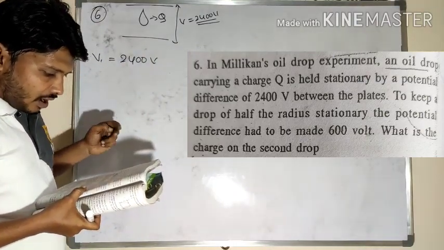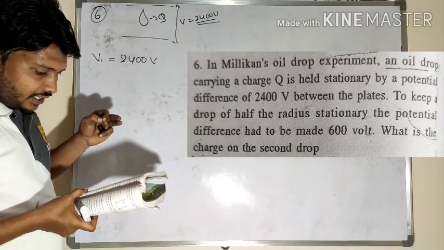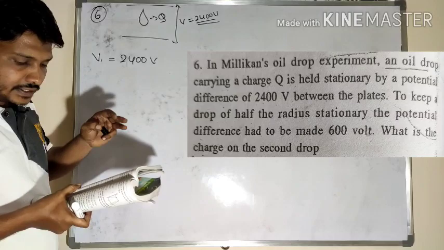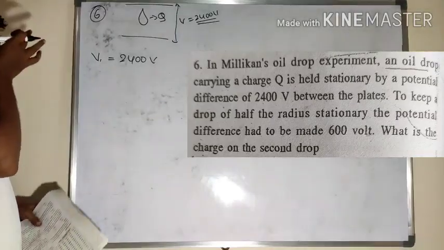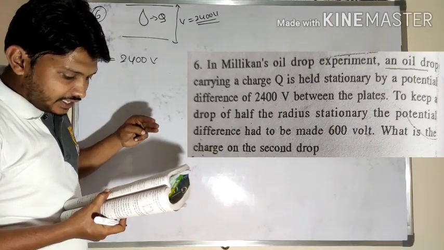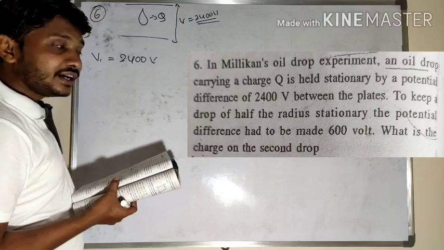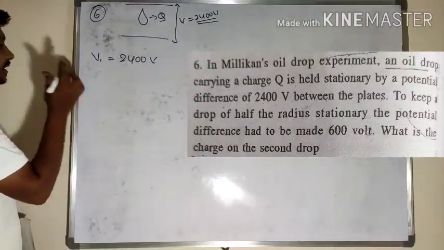To keep the drop of half the radius stationary, the potential difference has to be made 600 volts. So that is what we are going to consider. In that second case, they mention keeping the drop of half the radius stationary. So I am going to consider the total drop here, and decrease that radius. By how much are we going to decrease it?